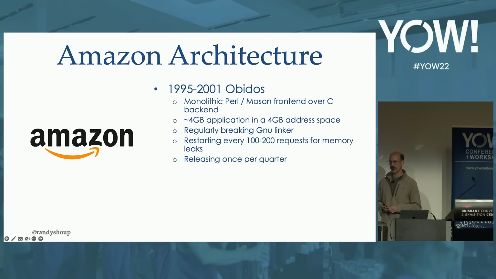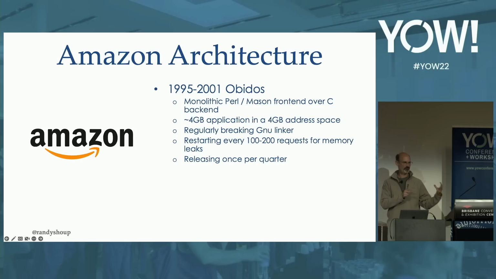Amazon has gone through a similar evolution. It started at about the same time, in 1995. Its initial monolith was called Obidos. That's a city on the Amazon, in Brazil. It was a monolithic Perl and Mason front end over a C language back end.